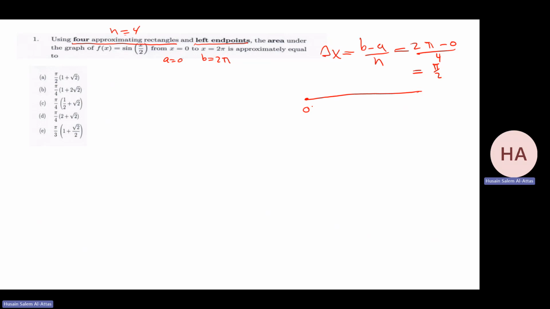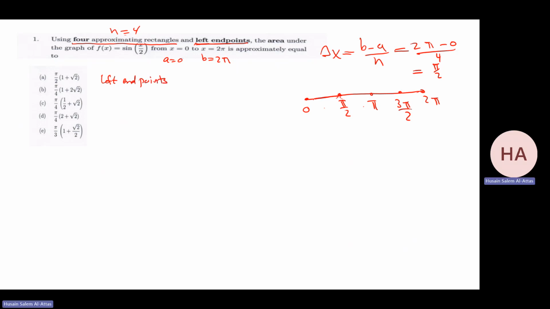Okay. So I have 0 up to 2 pi. Pi over 2. Pi over 2, that's pi. Add pi over 2, that's 3 pi over 2. So I have now the 4 rectangles: 1, 2, 3, 4. Okay. Now I will do the right endpoint. I have delta x. I need the left. Oh, he wants the left endpoint. Left endpoint.